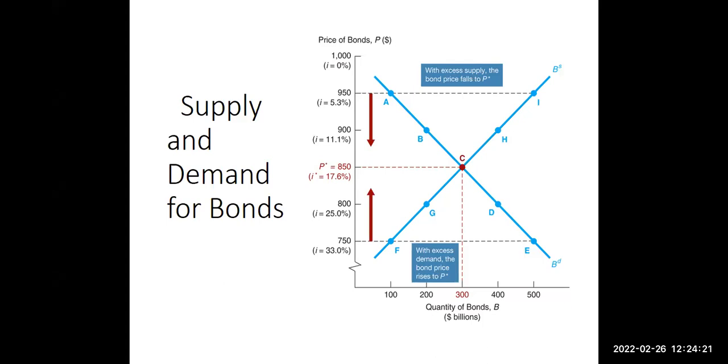Sir, in this diagram we studied the relationship between the price of bonds, the interest rate, and the quantity of bonds. That's what we studied, but what was the objective of doing this diagram?